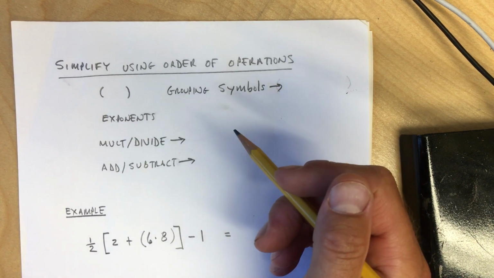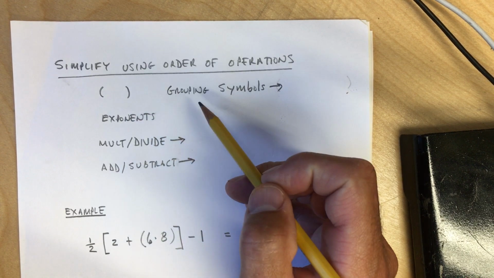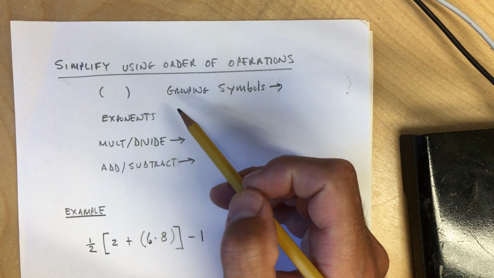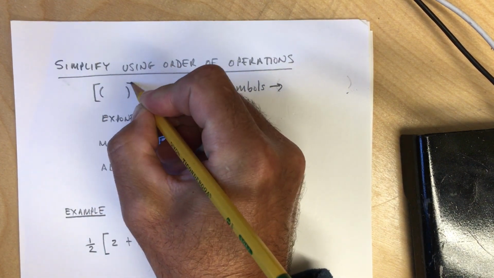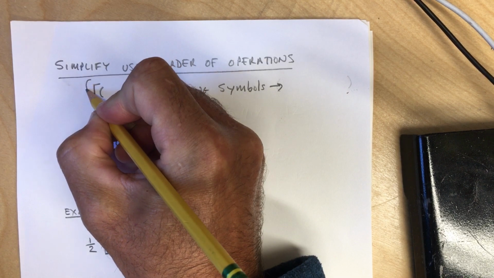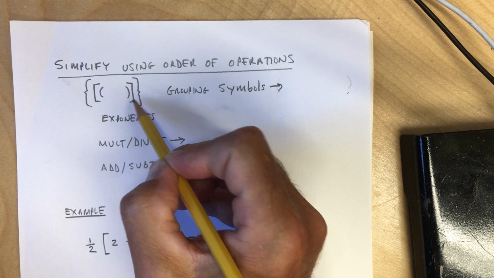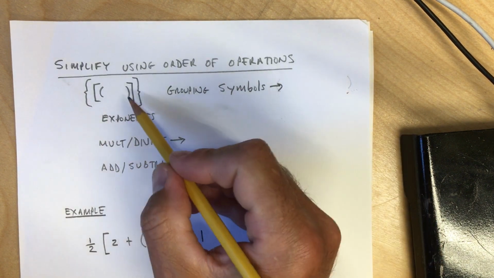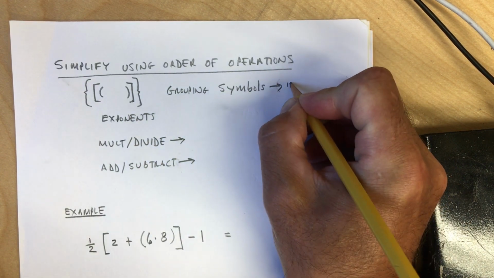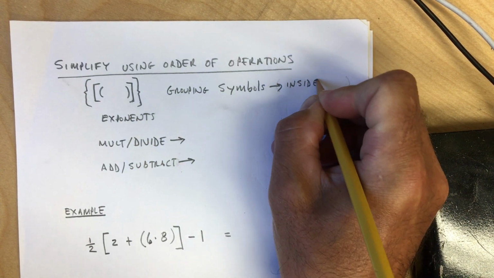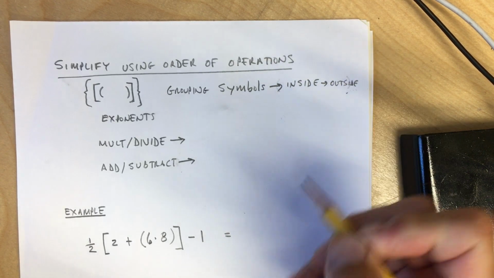of the following. You always want to do grouping symbols first. We often call them parentheses, but they're really grouping symbols because you can have brackets, you can have fancy brackets. These things are not parentheses, they're grouping symbols. So parentheses are a type of grouping symbols. And what happens, you always want to start on the inside and work to the outside.